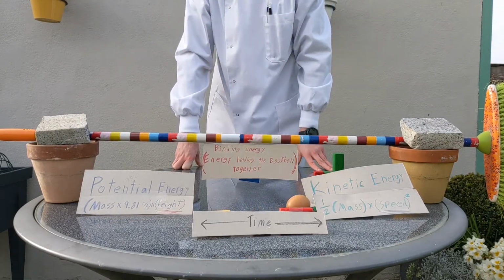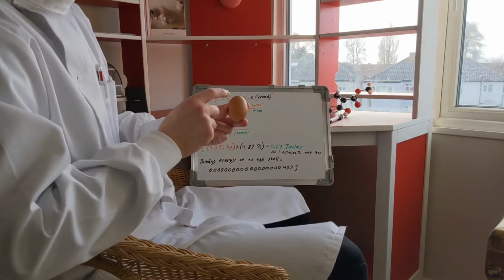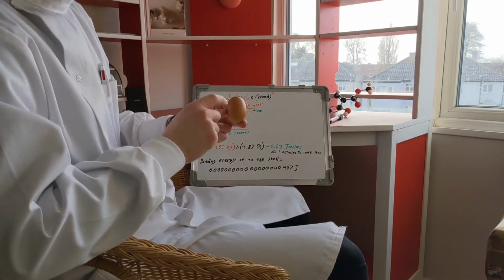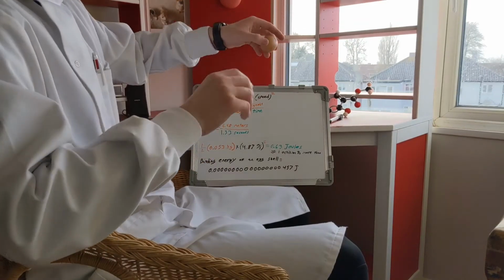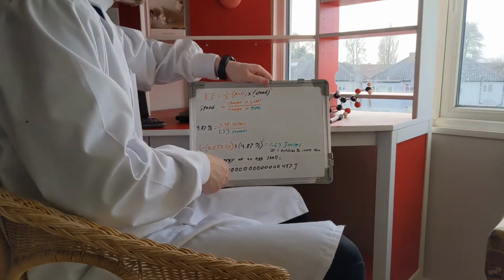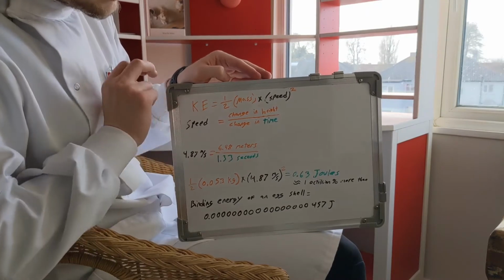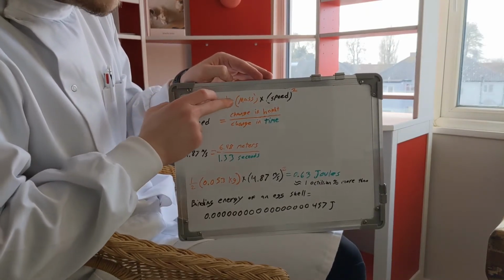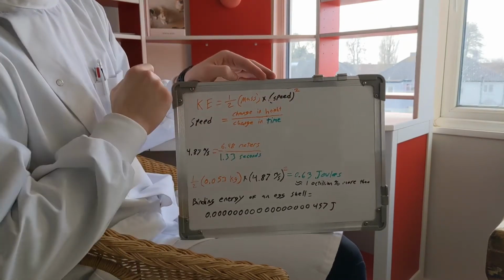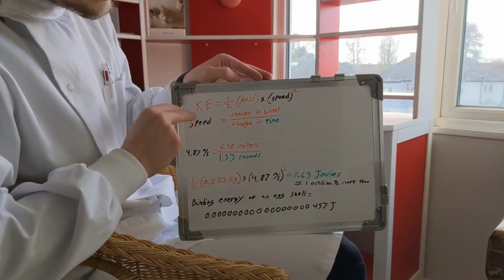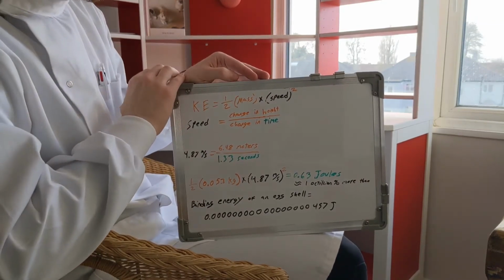I'll see you inside. Right, so now we're back inside, and I want to figure out how much kinetic energy this egg is going to have when it hits the ground. So, go over here to this board. Kinetic energy, as we just talked about, the equation is 1/2 mass times the speed squared, also known as the velocity squared. And so, I need to go and weigh the egg. So, let's go and do that now.